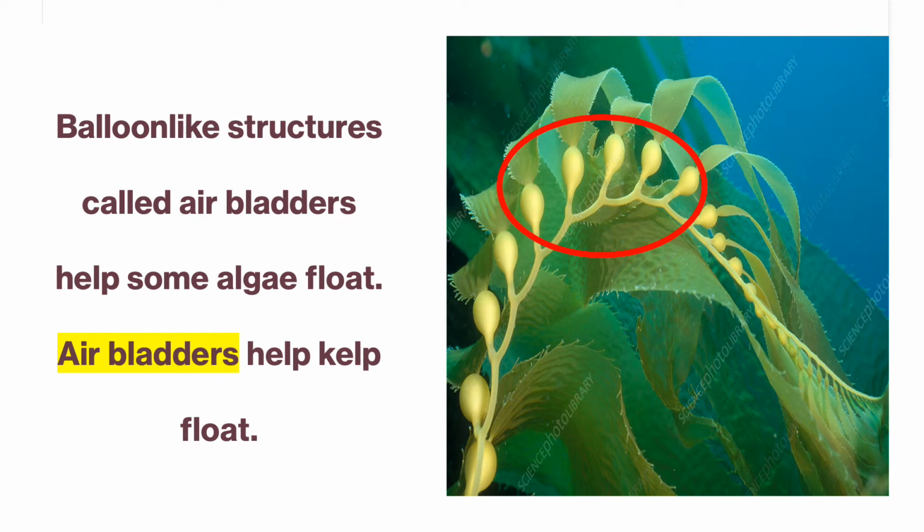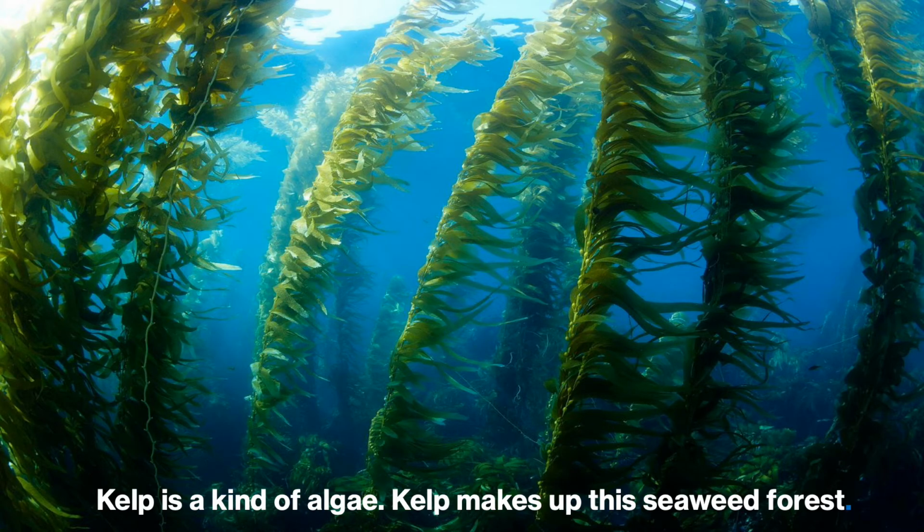Balloon-like structures called air bladders help some algae float. Air bladders help kelp float. Kelp is a kind of algae. Kelp makes up this seaweed forest.